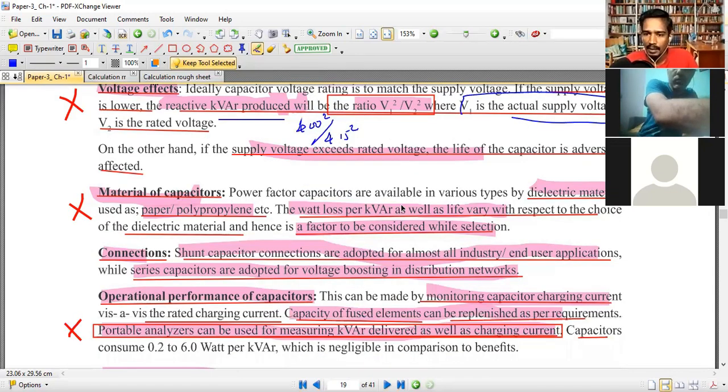And what material is used? The dielectric material used is paper and polyurethane. Depending on the material, the losses per kVA also differ, so you also have to consider the dielectric material losses.